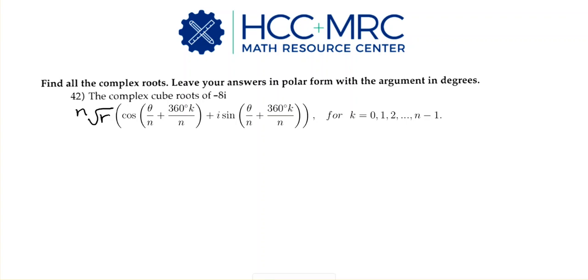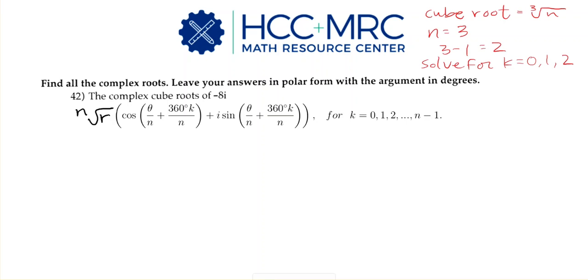We have a formula for the complex cube roots for the polar form, and I put that right below. The nth root of r times the cosine of theta over n plus 360 degrees times k over n, plus i sine of the quantity theta over n plus 360 degrees times k over n, for k equals 0, 1, 2, continued until you reach the value of n minus 1.